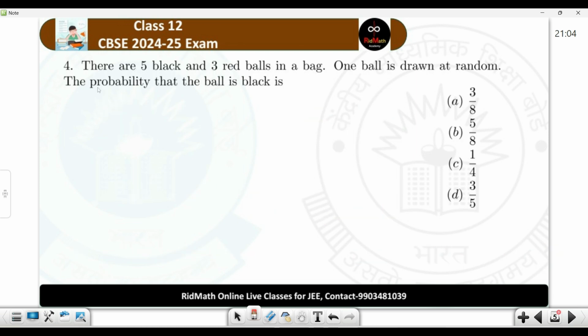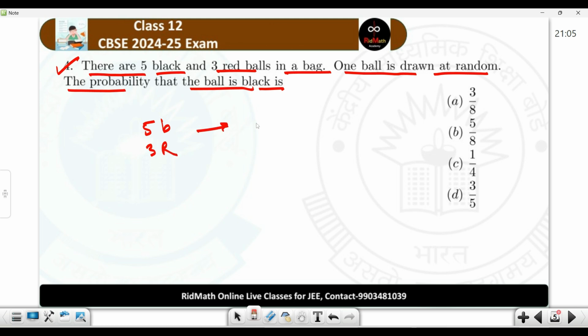Next problem. Problem number 4. There are 5 black and 3 red balls in a bag. One ball is drawn at random. The probability that the ball is black. So how many balls are in the bag? 5 black balls and 3 red balls. So total balls is 8, and from them 5 are black. So one ball is drawn at random and the probability that the ball is black is 5 by 8. Total black balls are 5 and total balls are 5 plus 3, 8. So this is 5 by 8, that means option B is again correct.